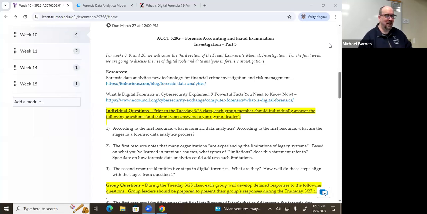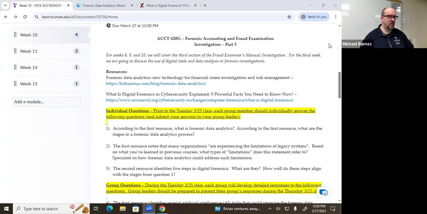Yeah. All right, so let's go ahead and get into our investigation questions. We're talking about part 3, and we're going to be covering digital tools and data analysis in forensic investigations. So some basic stuff. The good news is a lot of these things you're going to be familiar with because you've done data analysis work in general, whether that be financial data analysis or even accounting data analysis. There's not a whole lot of difference. It's just application of data analytics procedures in a forensic setting.